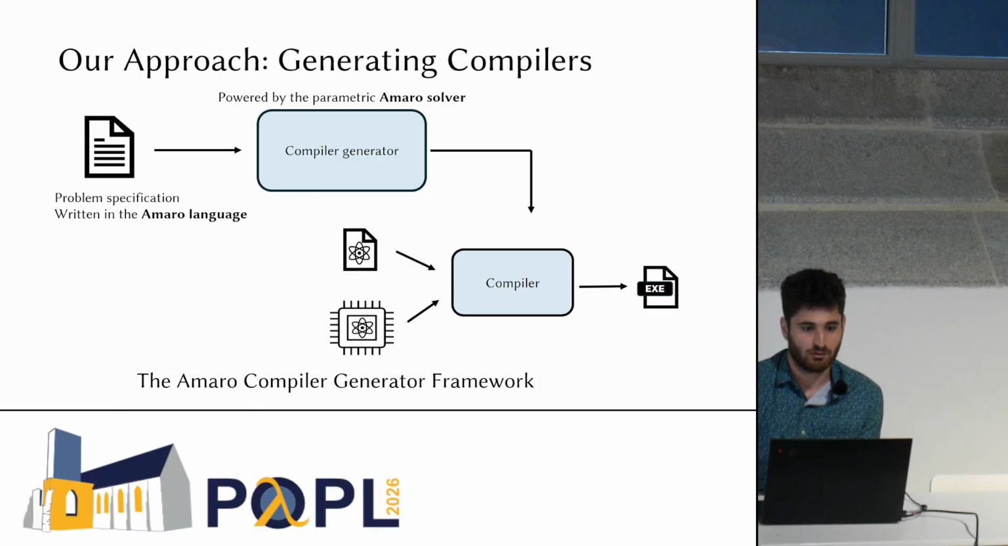The goal of our approach is to avoid the redundant work involved in this process of developing a new compiler for every new platform that comes out. This is an overview of the system. You write some problem specification, which is a description of a particular platform that you'd like to target in our Amara language. Then our compiler generation process, which is powered by a parametric solver, produces a compiler for that particular platform. Later you can use that compiler for any particular device or circuit that you'd like to target.